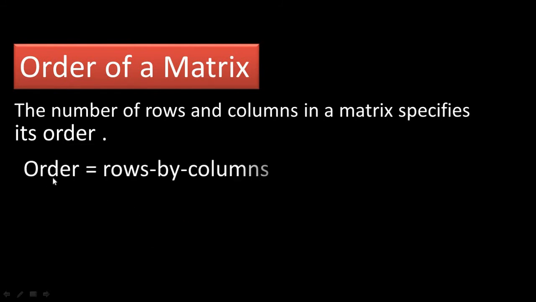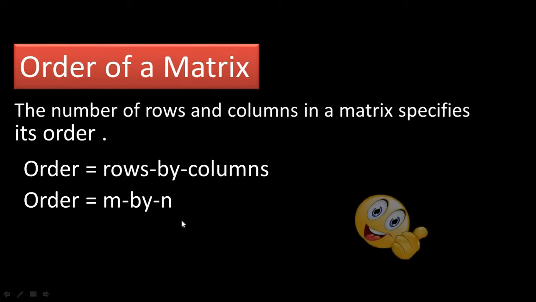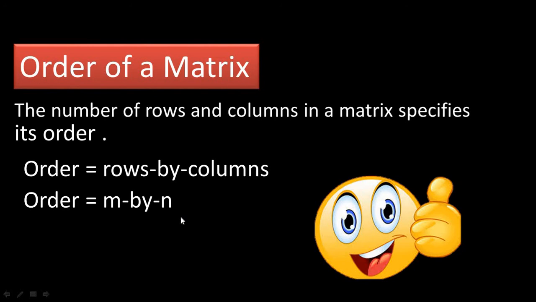Now the order of a matrix can be written by this formula: rows by columns. You have to write rows first and columns second, and in the middle you write by. You can also write it as m by n, rows by m and columns by n. I hope you understand it. If you have any problem, you can ask about the order of a matrix.